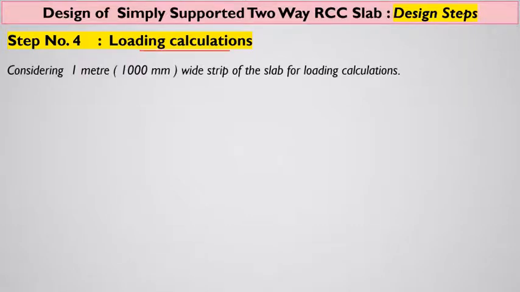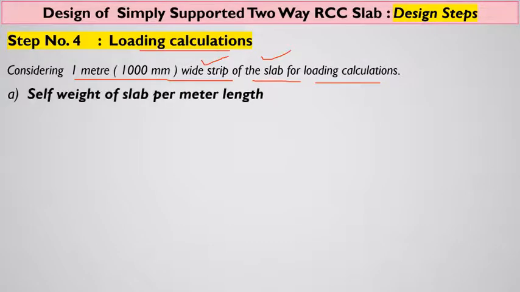Calculation, how to do the loading calculation. So again, since we have decided that whether it is a one-way slab or two-way slab, we will be designing a wide strip, that means a strip of slab having 1 meter width. And so that's why we are taking this into consideration for loading calculation.